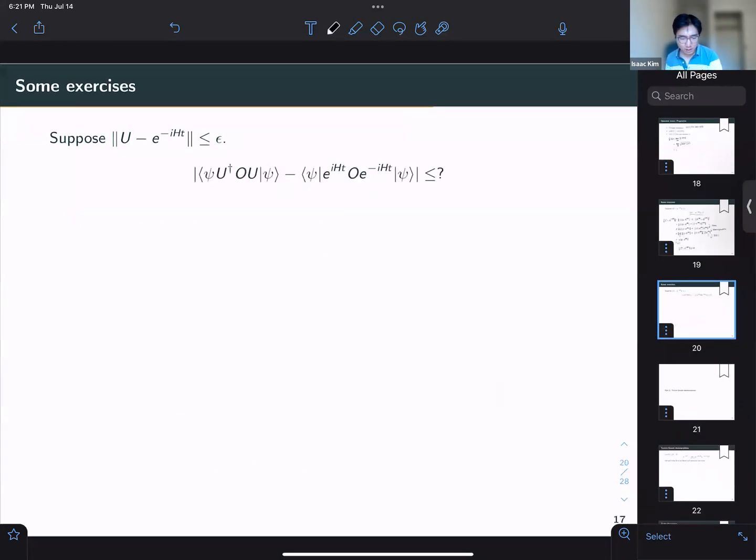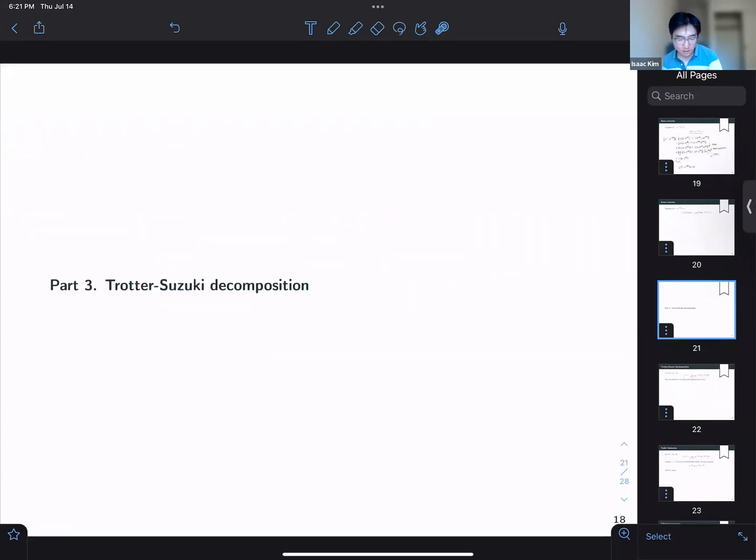Good. Another exercise that I can suggest to you is the following. Again, starting from the assumption that this U and e to the minus iHt are close to each other within epsilon, you can show that these two expectation values are close to each other. This is another exercise which would follow pretty straightforwardly from the tools that I've shown you in the previous slide. But now let's move on to the actual technique for Hamiltonian simulation, which is the Trotter-Suzuki decomposition.